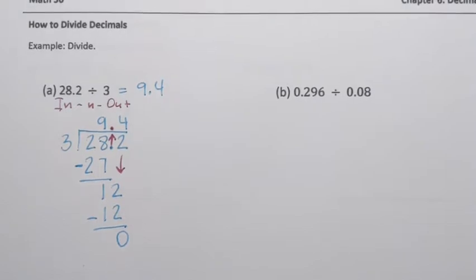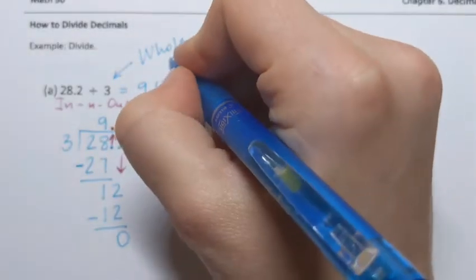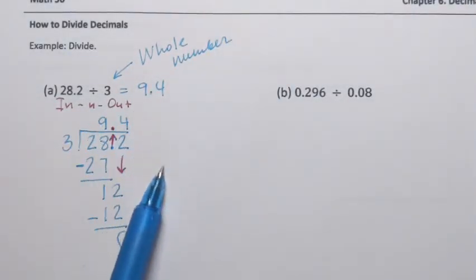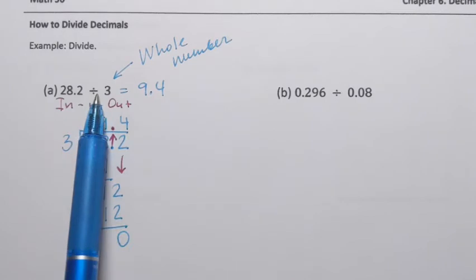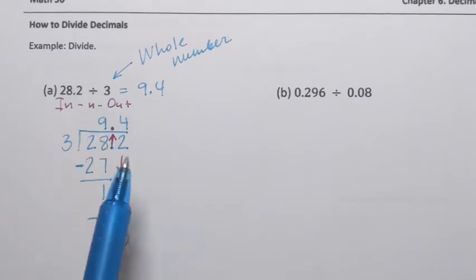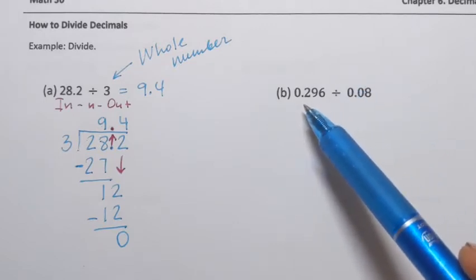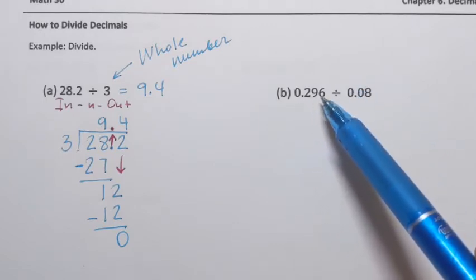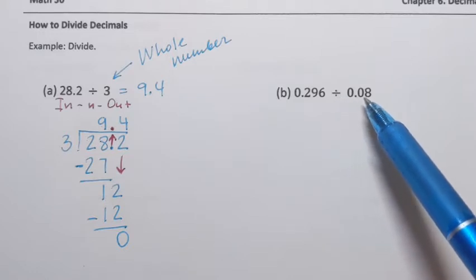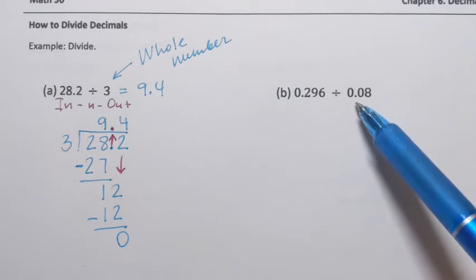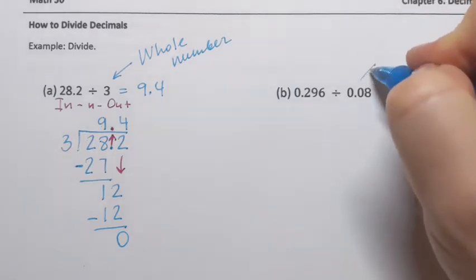Now I told you that there are several things that we need to know when we perform division of decimals. Notice that the divisor is the whole number. And once again, we cannot perform long division if it's not a whole number. Well, it worked for example A. Let's look at example B. In example B, we have to take 0.296 and divide by 0.08. Well, as we can see here, the second number is not a whole number. That is decimal.